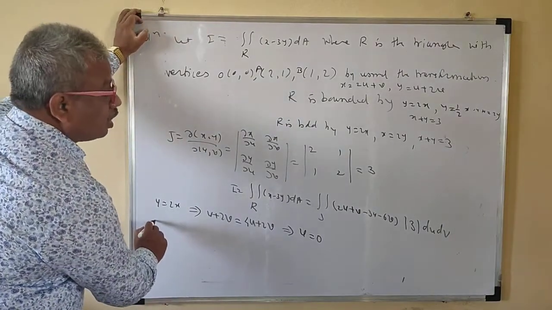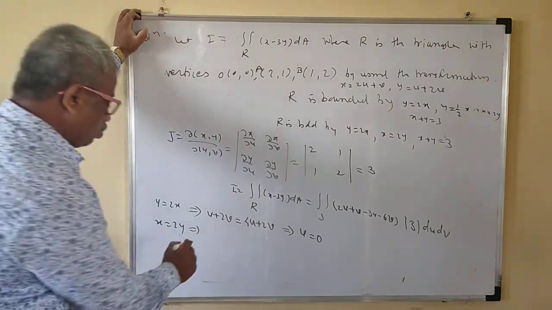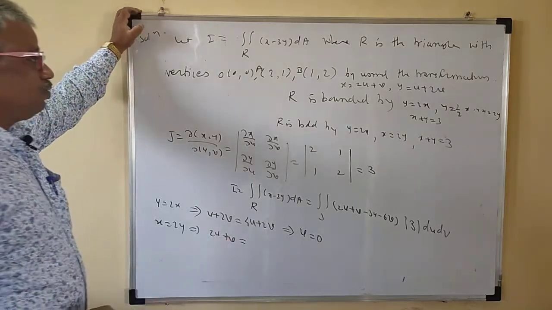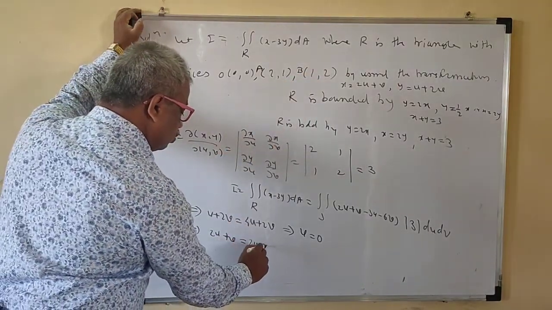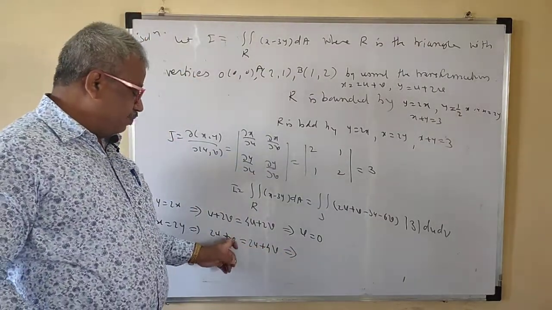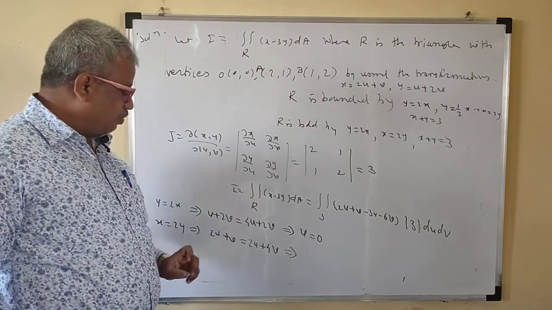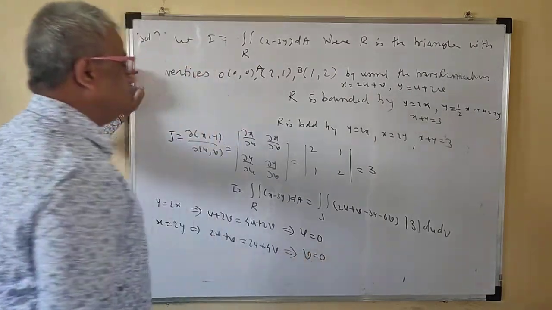So now this is what? X is equal to twice y. This implies that, what is your x? Twice u plus v is equal to twice y. Multiply by this, this is what? Twice u plus v. What here? Again 2 gets cancelled. So v is equal to 4v. So if you shift 4v there, 3v is equal to 0 means v is equal to 0. V is equal to 0.